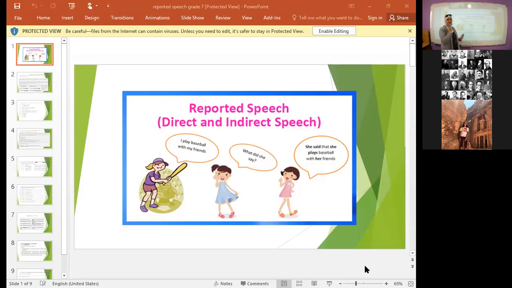We need 3 people. One who says something, someone who didn't hear, and someone who's reporting or repeating what this person said. This is the idea of the reported speech, and this is the function of reported speech.